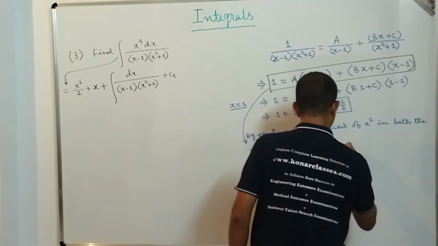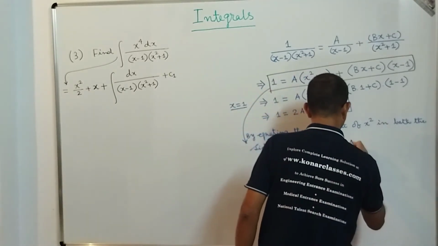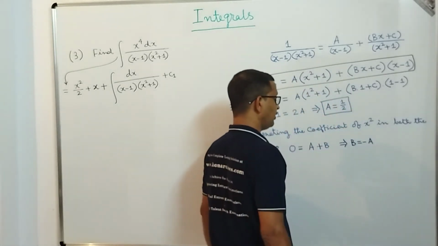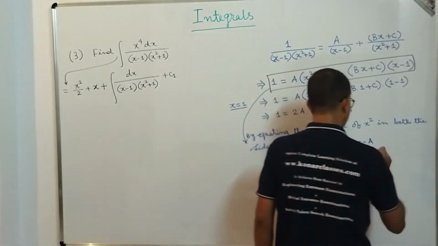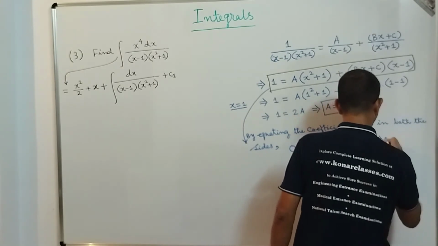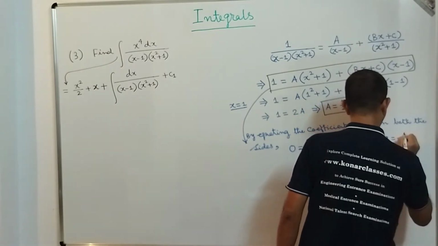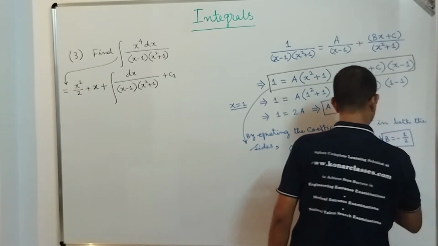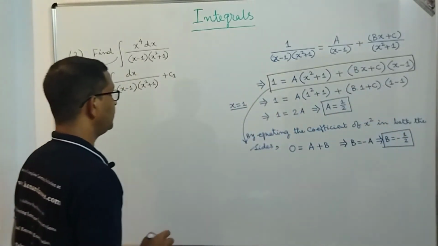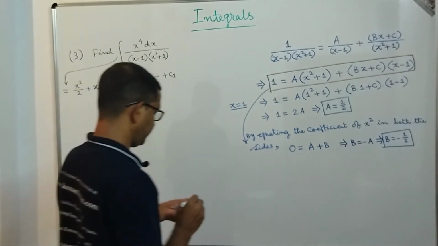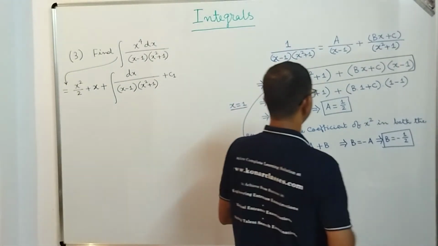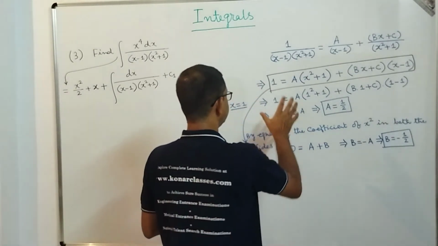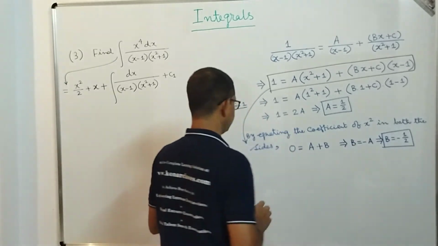So from here we can say the value of B is equal to minus A, and the value of A we already found, that is 1 by 2. So that implies the value of B is equal to minus 1 by 2. Correct, dear students? So that is the value of B. Now we need to find the value of C. To find the value of C, what should you do? Let's equate the coefficient of the constant term in both the sides.